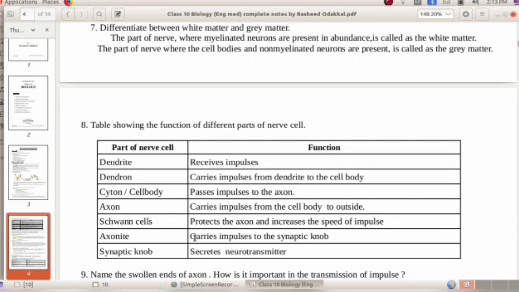Then Schwann cells, which protect the axon and increase the speed of impulses. Axonite carries impulses to the synaptic knob, and synaptic knob secretes neurotransmitter.